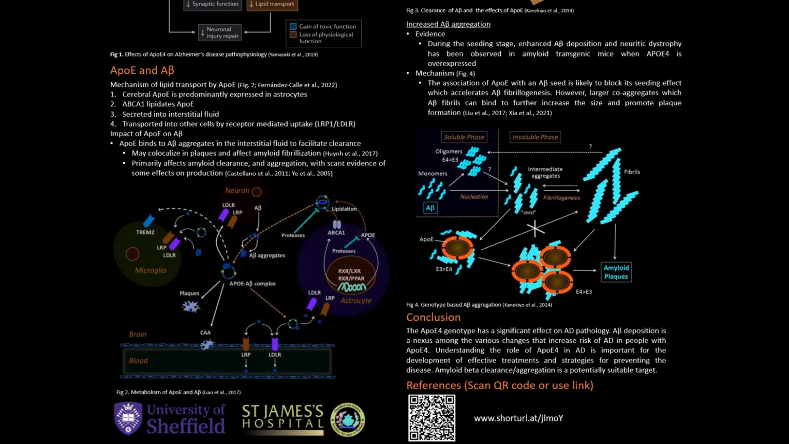In conclusion, ApoE4 has a significant impact on increasing amyloid beta deposition in Alzheimer's disease. These amyloid pathways are a key part of the nexus of changes that increase the risk profile for Alzheimer's disease, and future studies in this area may yield suitable therapeutics that target amyloid beta clearance or aggregation.